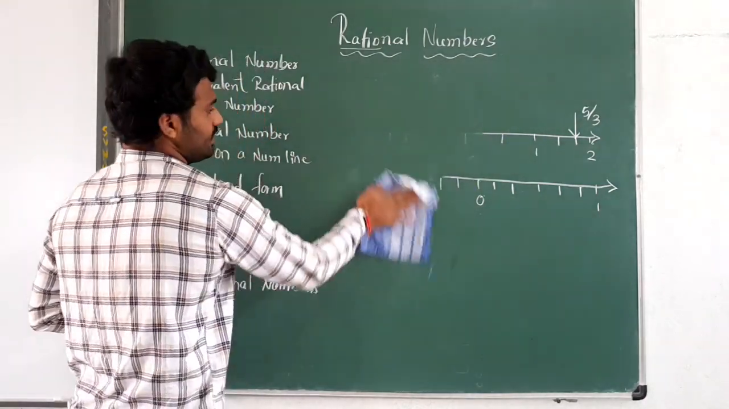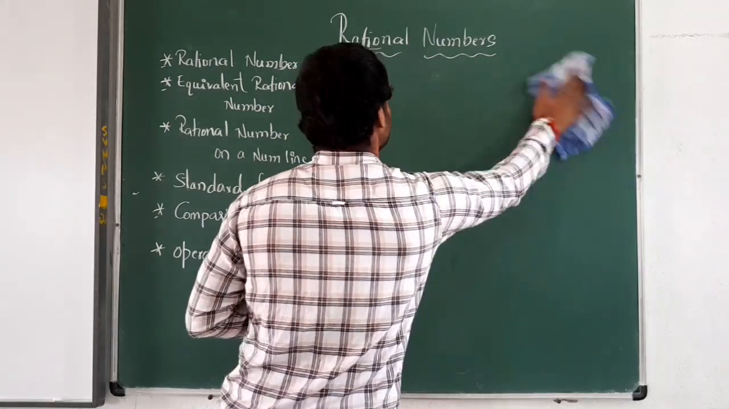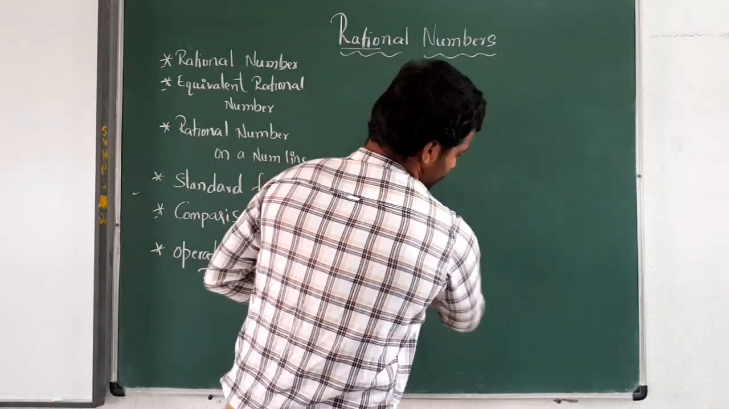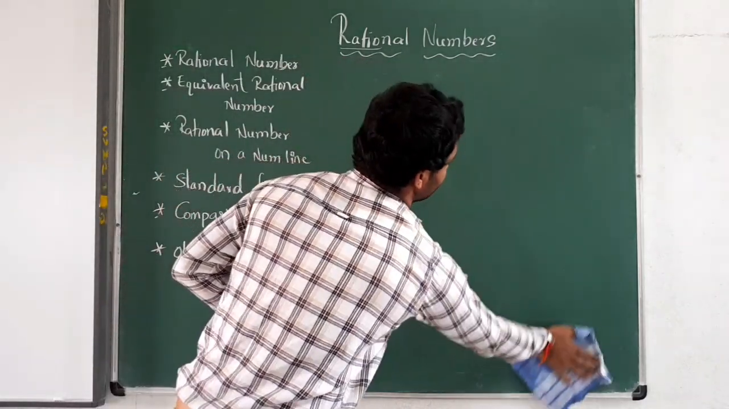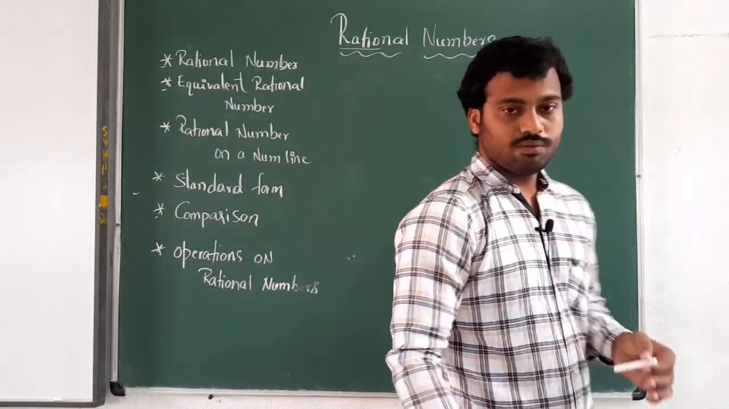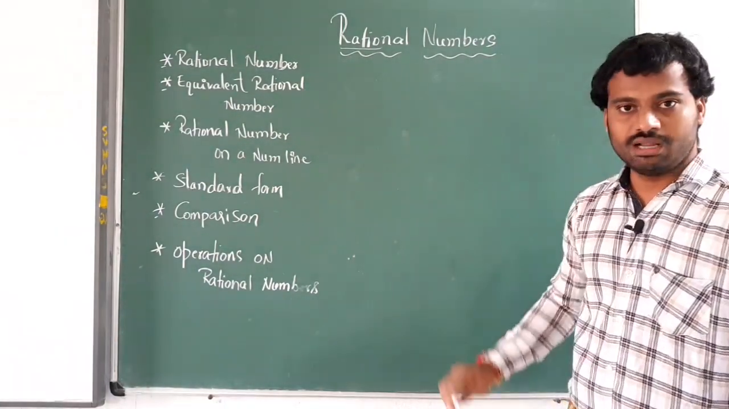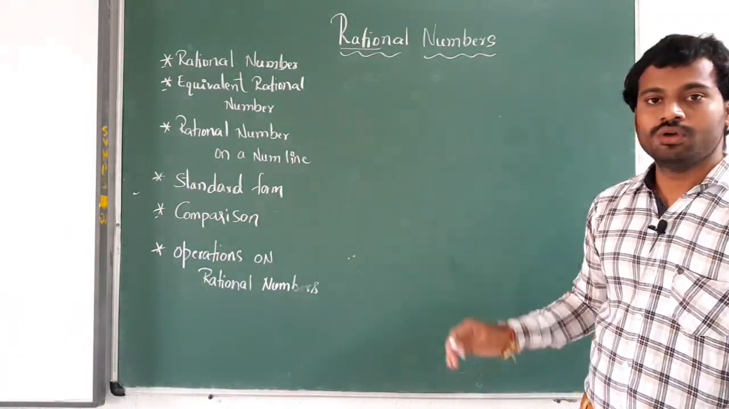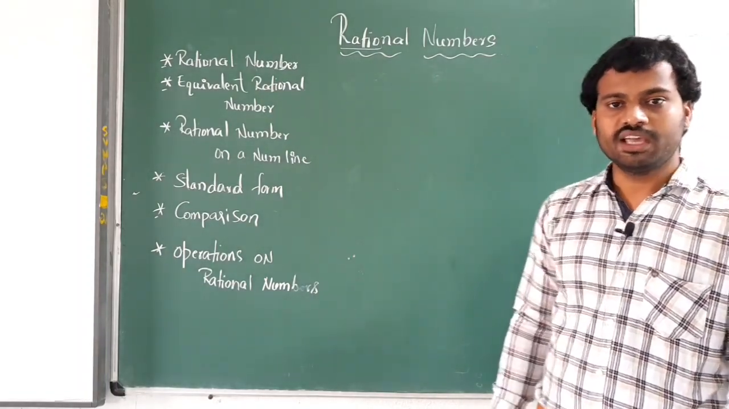So next is the standard form of a rational number. What is meant by a standard rational number? Which one is the standard one? I will write a few rational numbers, and among them I will tell you which are standard and why they are standard.